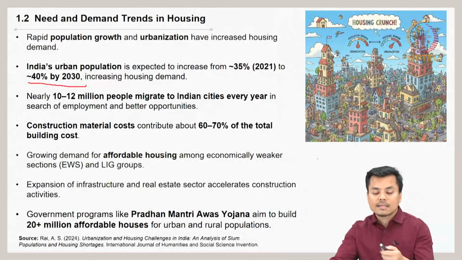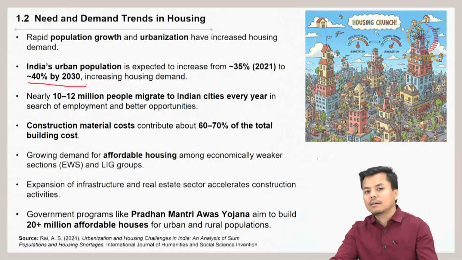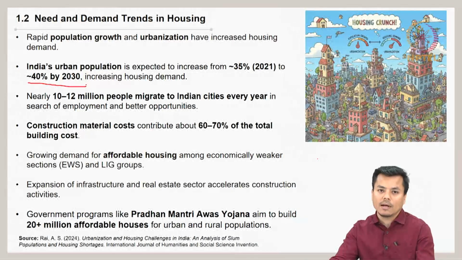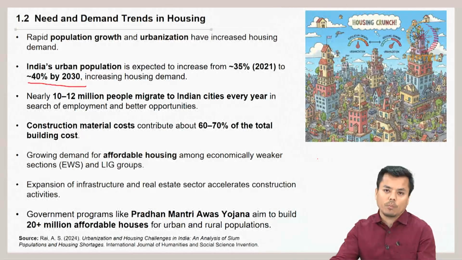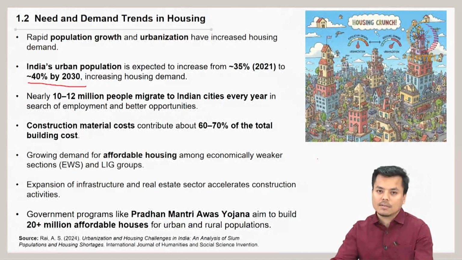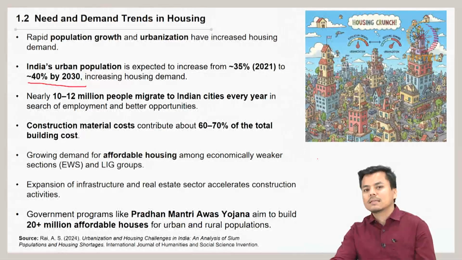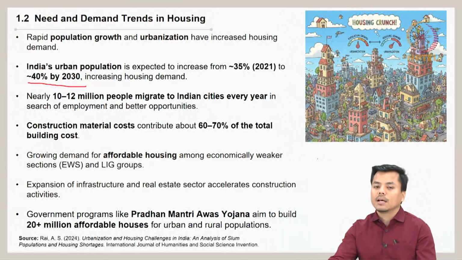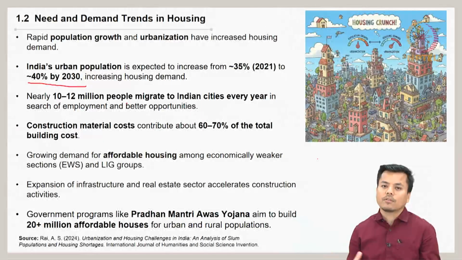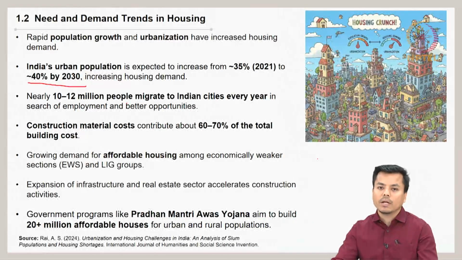So there is a drastic growth in urbanization happening in India, and that is leading to housing demand in urban areas. Also, nearly 10 to 12 million people migrate to Indian cities every year in search of employment and better opportunities. So this is the trend I was mentioning. Due to this, there is a housing demand, and it is not possible for any government to fulfill this much housing demand within a limited time period.